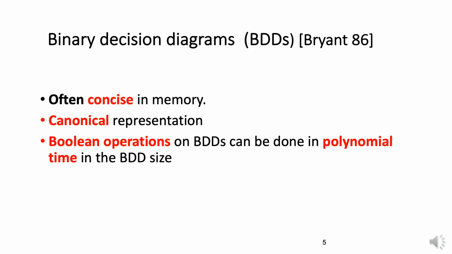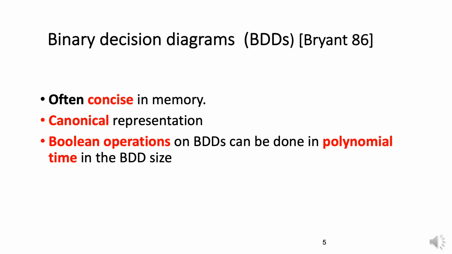BDDs were introduced by Bryant in 1986. They often allow a concise representation of Boolean functions, but not always. This can depend on the variable ordering, as we're going to see. However, there are examples of Boolean functions, for example, Boolean functions that represent binary multipliers, that cannot be reduced, that have a BDD representation that is not very small.